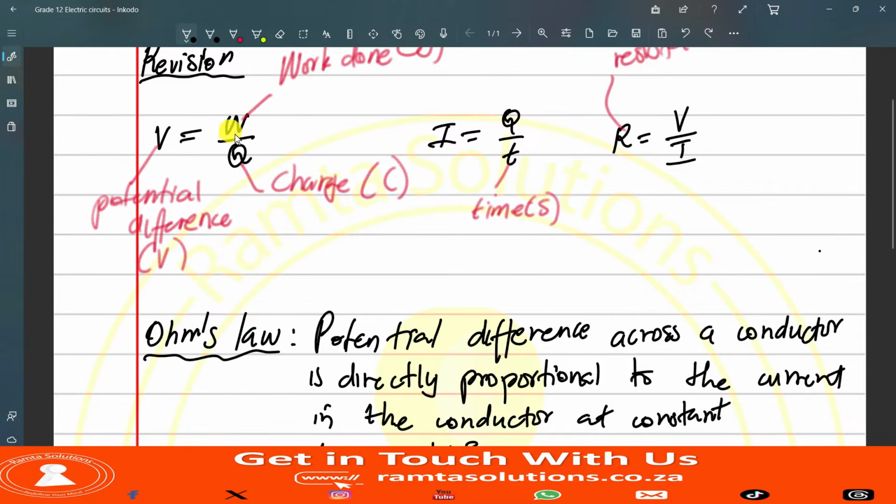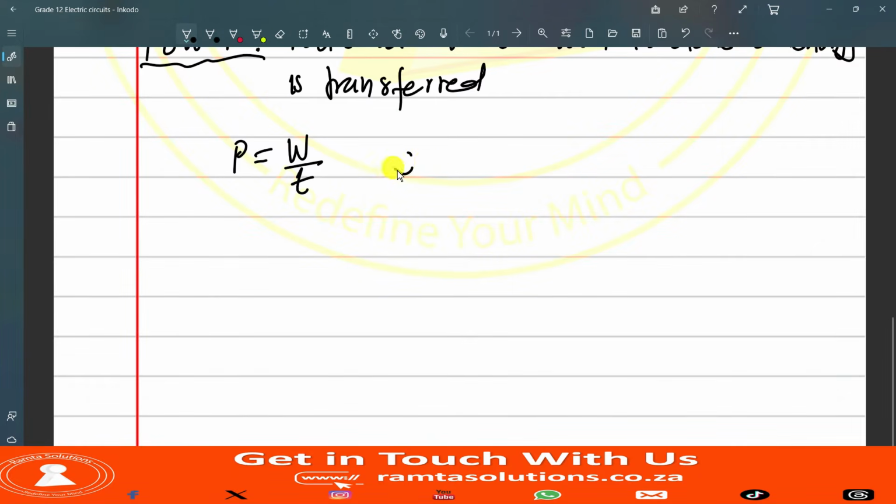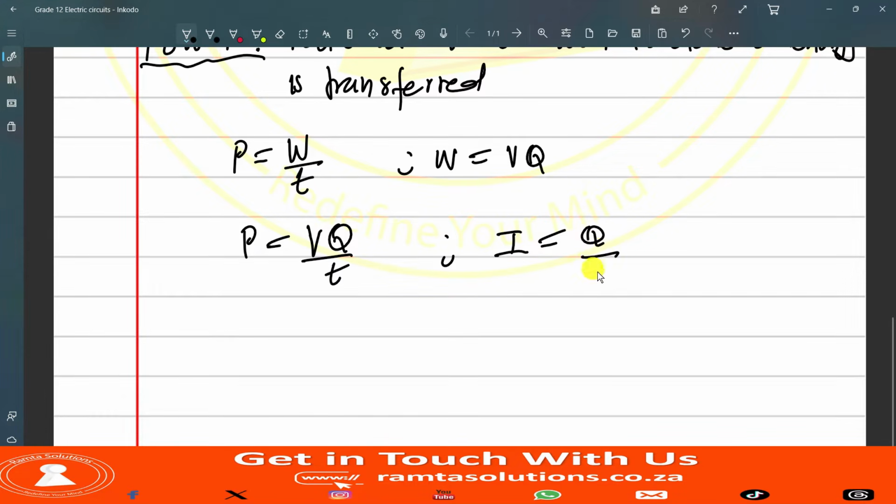Now we will make work the subject of the formula. That is to say, we know work done equals potential difference times charge, right? So expanding this, we will then say power equals potential difference times charge over time. And from this, we know that current equals charge per unit time. So this then leads us to say power equals VI.